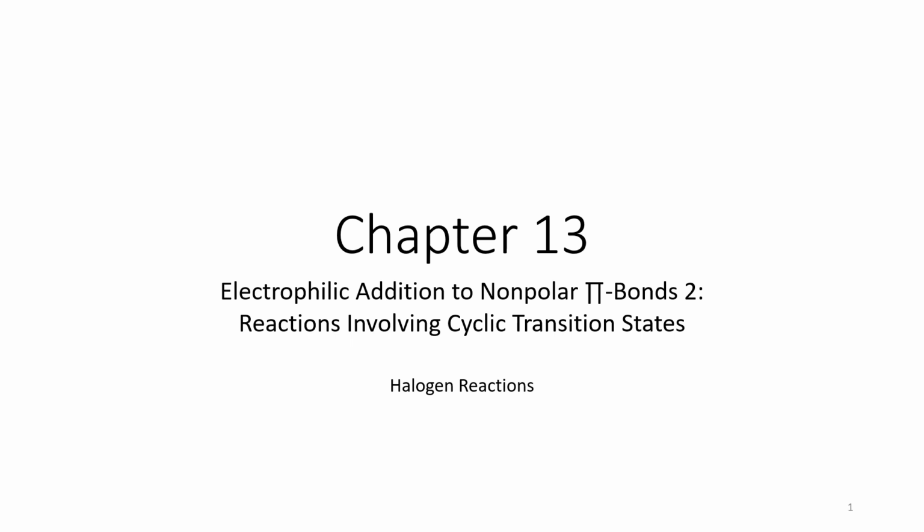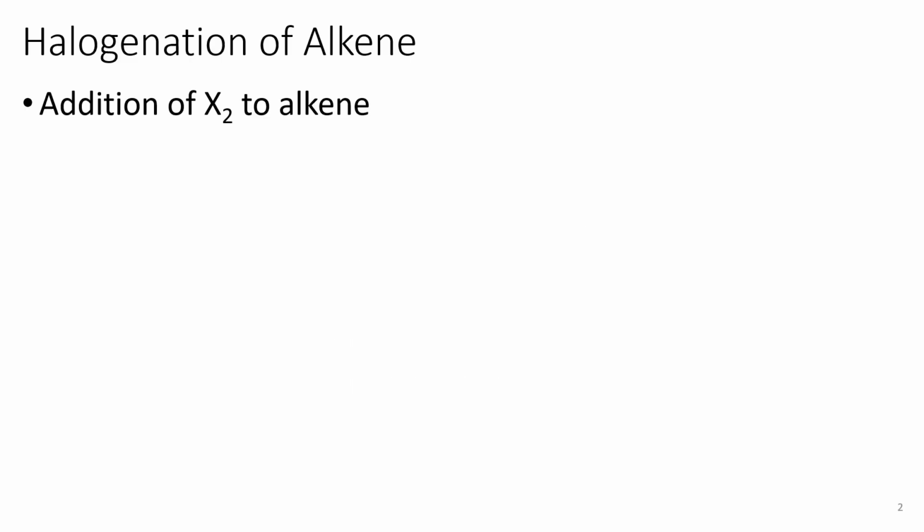In this section of Chapter 13, we're going to once again be looking at halogens and how they can interact with our double bonds. We'll be looking at a couple of different types of reactions with alkenes, alkynes, and we'll look at our halohydrins as well. So with this process, we're going to be looking at adding the halogen, the X2, across the alkene.